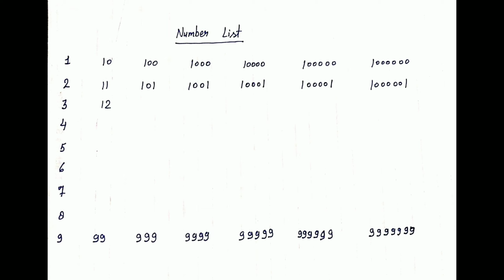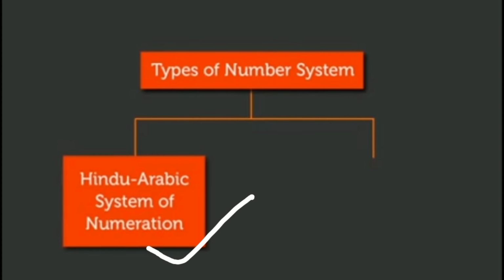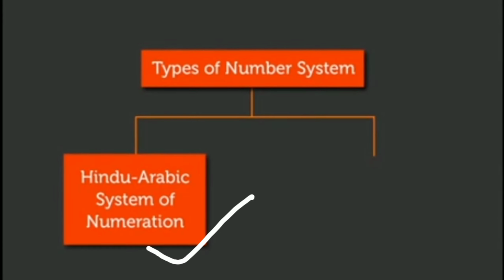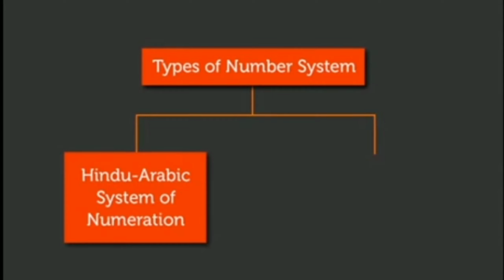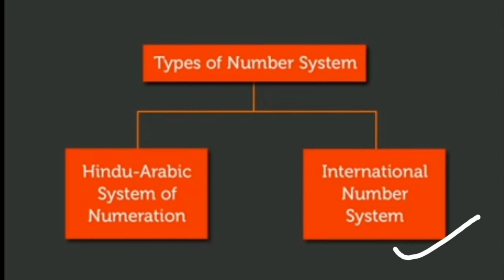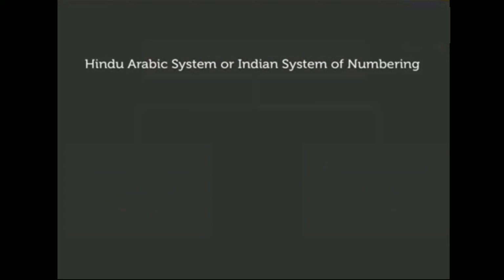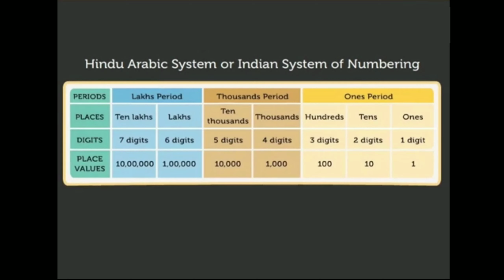Now we are moving forward towards types of numbers. There are 2 types of numbers as you can see here. One, the Hindu-Arabic number system, also called the Indian system of numbering, and second, the international system. First we will understand the Hindu-Arabic number system or Indian system of numbering. Let us look at this table. It shows the periods, the places and the place values.